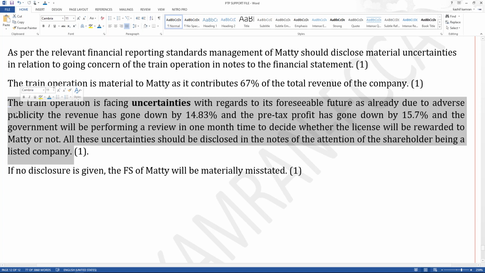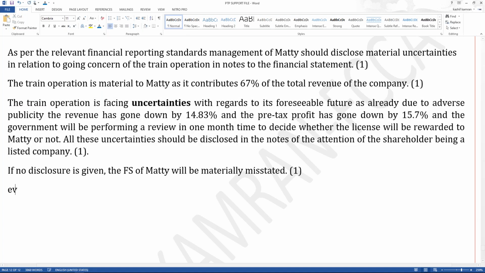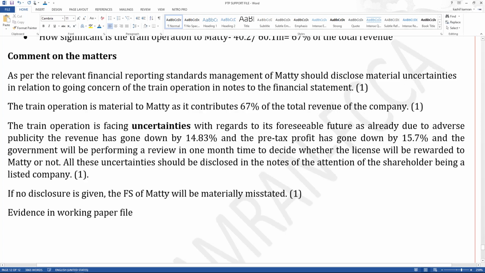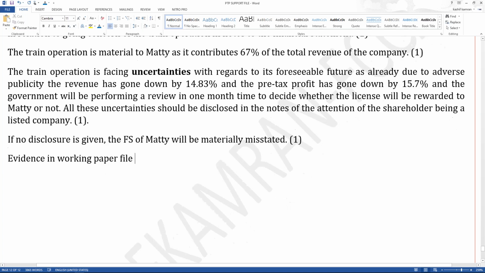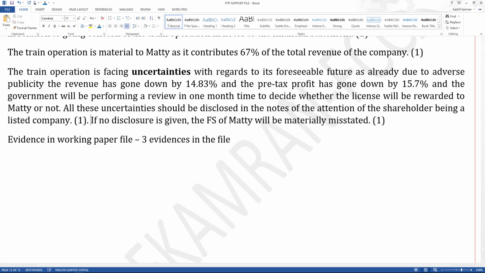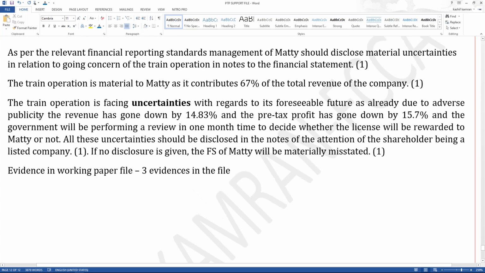Okay. Now, after this, you have to write evidence in the working paper file. Will you be able to write evidence in the working paper file? How many marks are we left with? Total marks were 8, so we got 4. So that means you need to write 3 evidences in the file. We got 4 marks, right? Almost, from the drafting above.